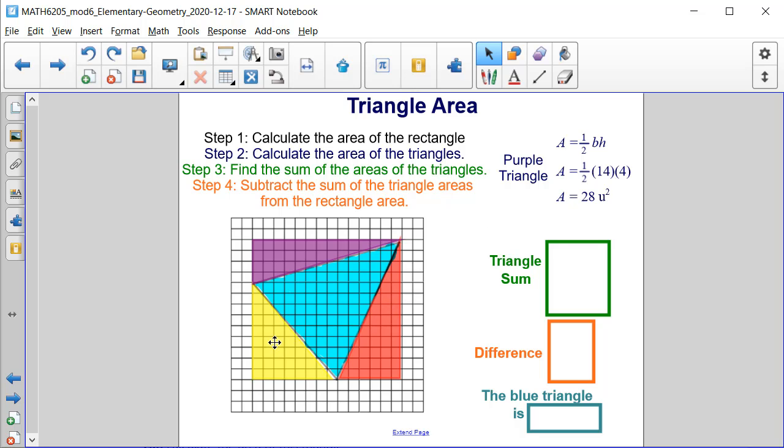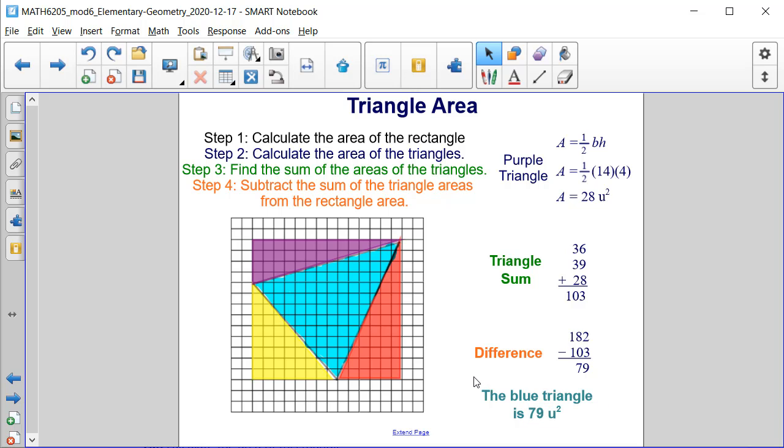If we add up the areas of all three triangles, the red, the yellow, and the purple, we end up getting 36 plus 39 plus 28, which adds up to 103. And then what we can do is calculate the difference between the area of the rectangle and the area of these triangles. So we would do 182 minus 103, and when we find the difference, it's 79. So therefore, the area of the blue triangle is 79 square units.